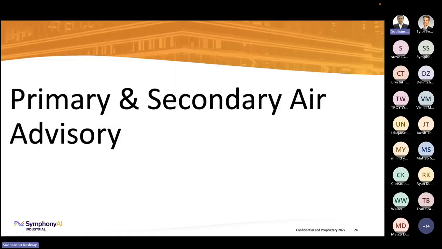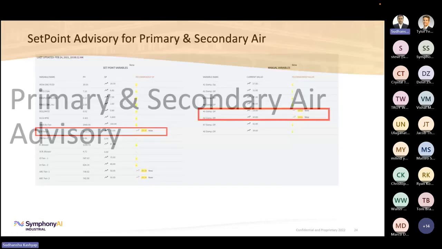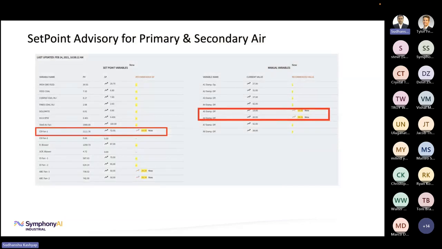The primary and secondary air advisories are being done because we want to either increase or decrease the temperature, so mostly maintaining the temperature of the kiln zone. And here you could see that this is the primary air central burner fan, and this impacts the rear end temperatures to a large extent. And if those temperatures are going high, you could see the recommendation to reduce the fan speed. So you can cut the air and reduce the temperatures.